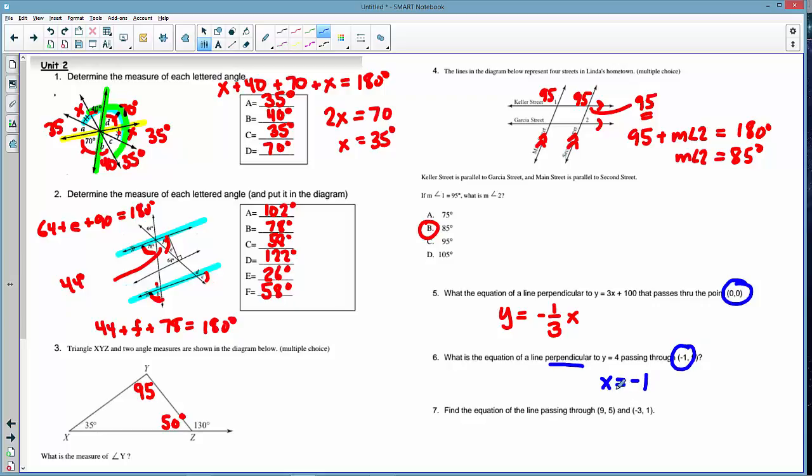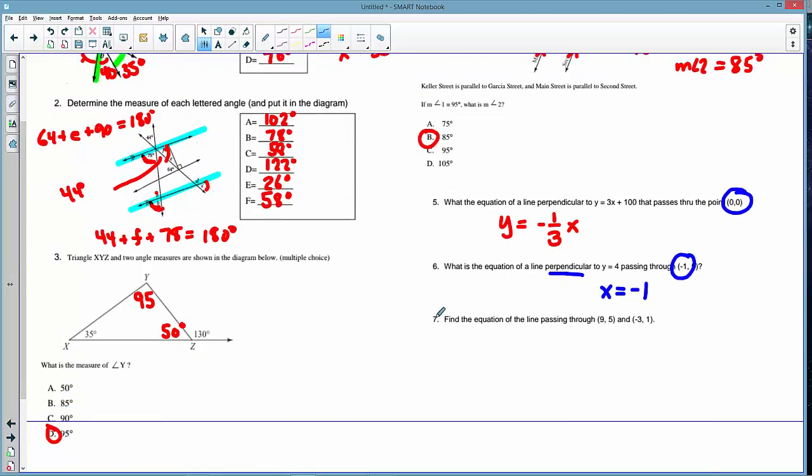So x equals negative 1 is the answer. Find the equation of a line passing through these 2 points. We'll have to do slope formula: y2 minus y1 over x2 minus x1.